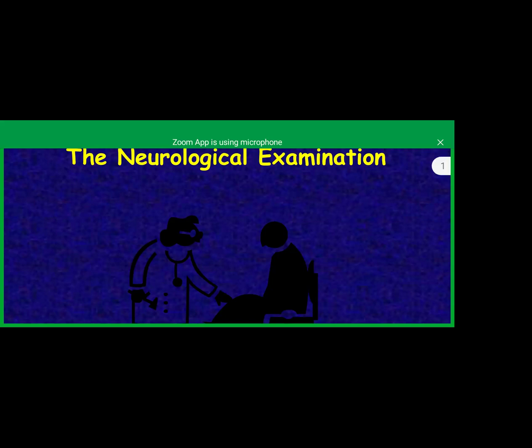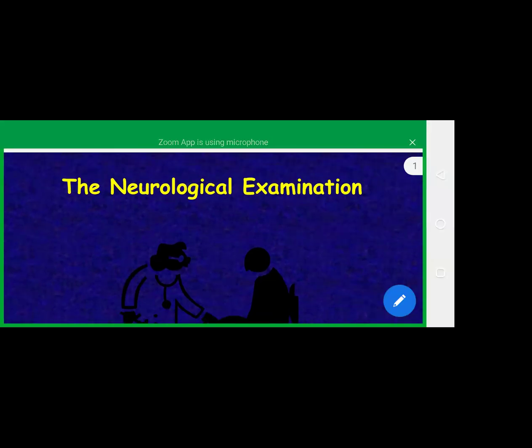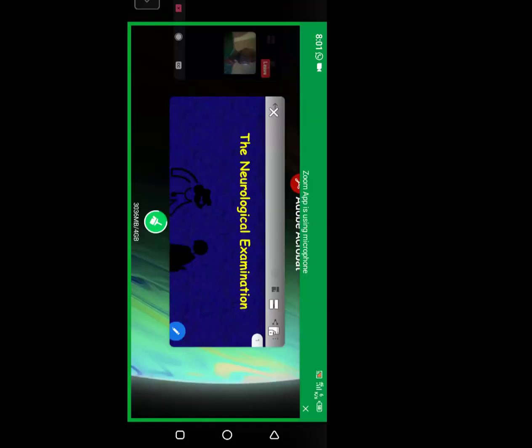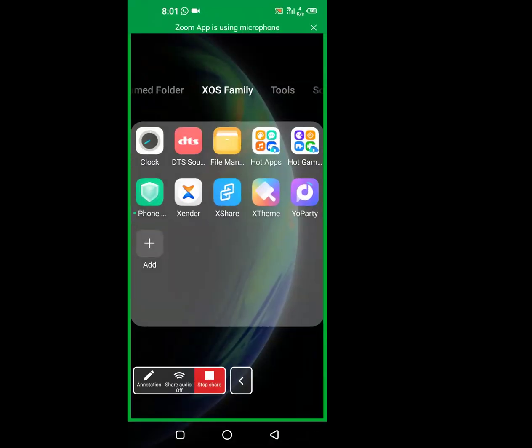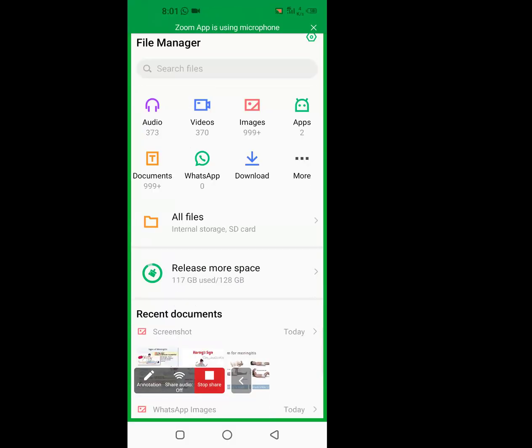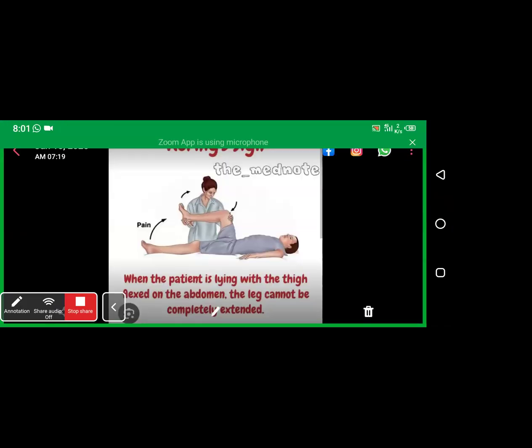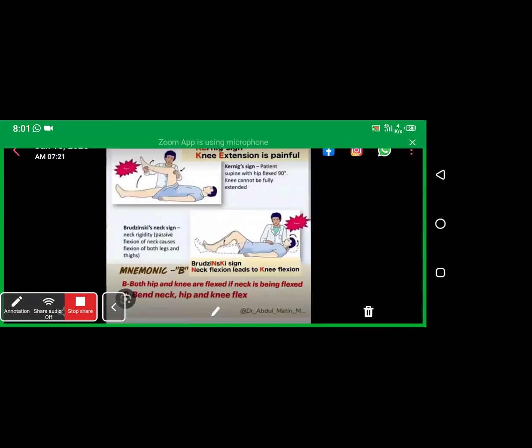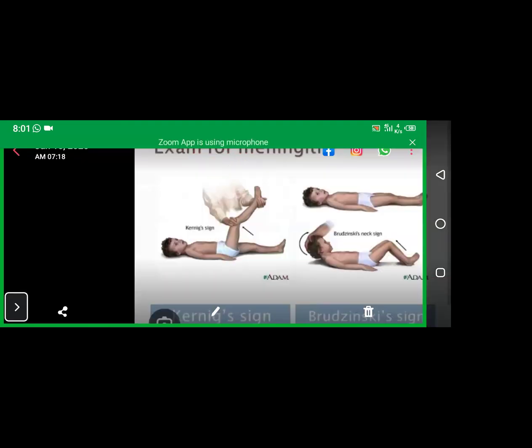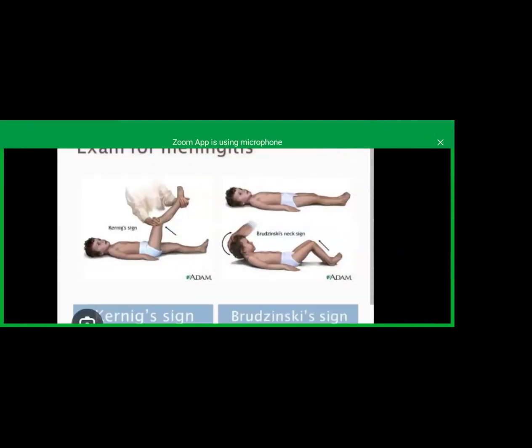So we're now going to the meningeal signs. There are 3 meningeal signs that we are expected to know. It's very important. There are 3 meningeal signs we are expected to know.